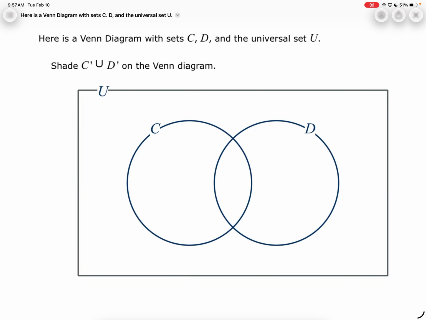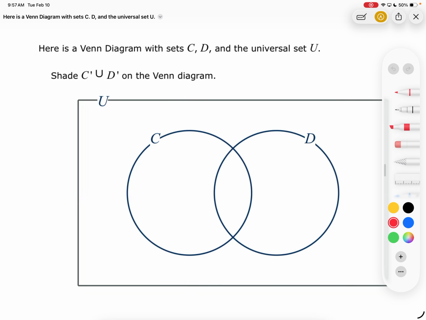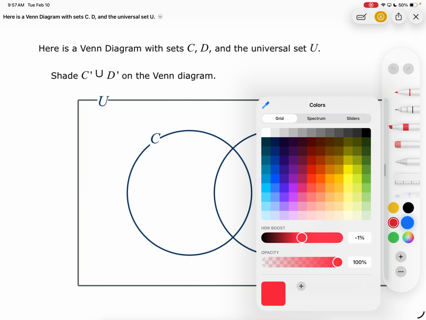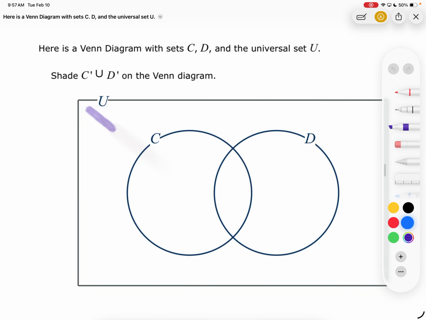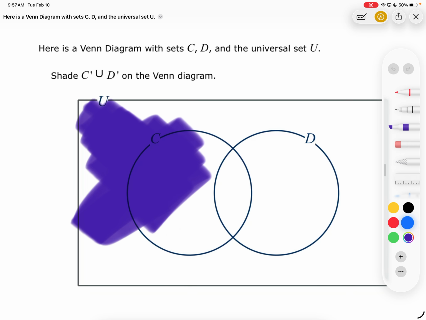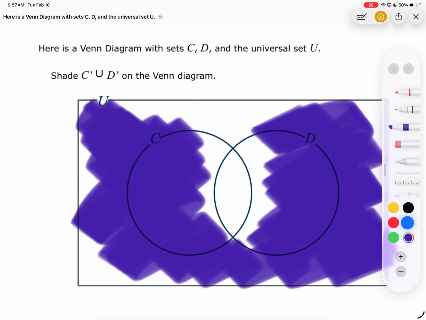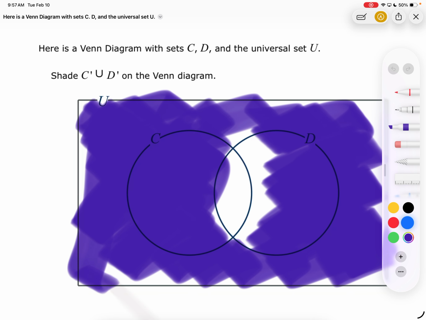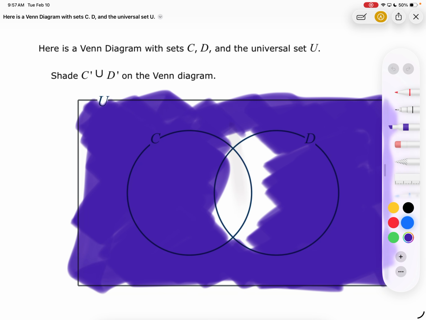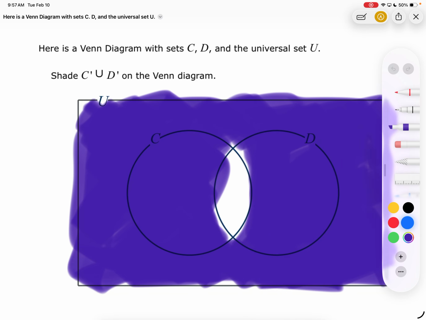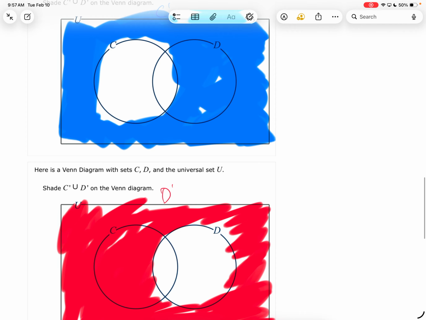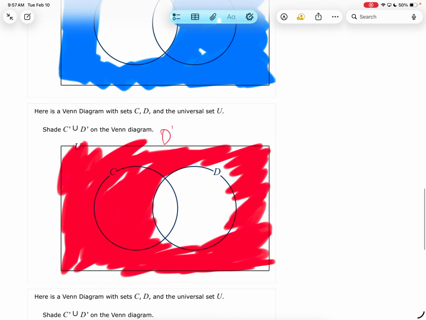So if I combine these of C and D, blue and red would be purple, right? So C naught combined with D naught would be everything except the middle. Okay. So you may need to write these out. That may make it easier to do. But you can see as I scroll back up, if I laid the red on top of the blue, the only thing that's not highlighted in either of them is the middle.